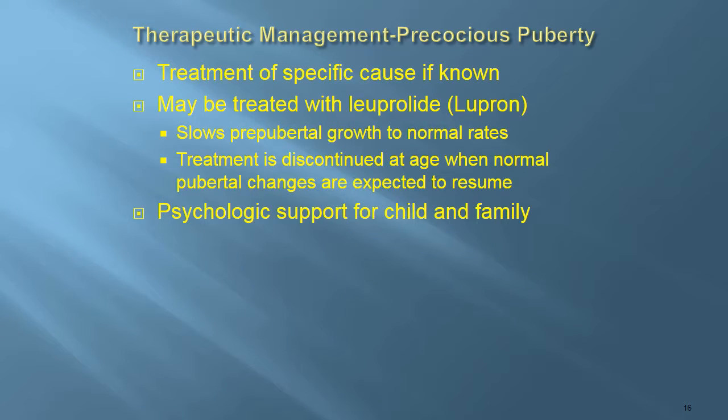Therapeutic management of precocious puberty. As stated previously, the specific cause would be treated if it is known. It may also be treated with leuprolide or Lupron. This slows prepubertal growth to normal rates. Treatment is discontinued at the age when normal pubertal changes are expected to resume. Psychological support for the child and family is important.